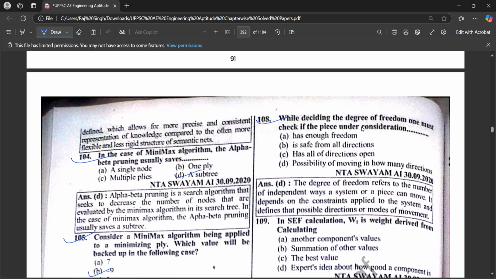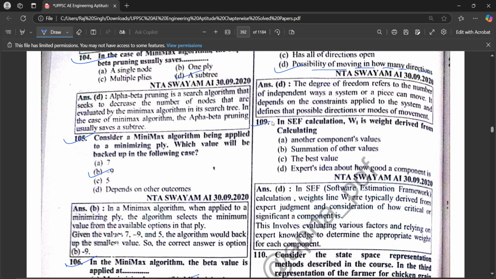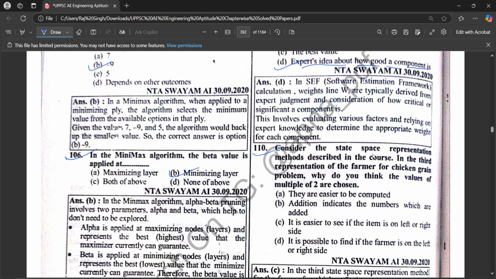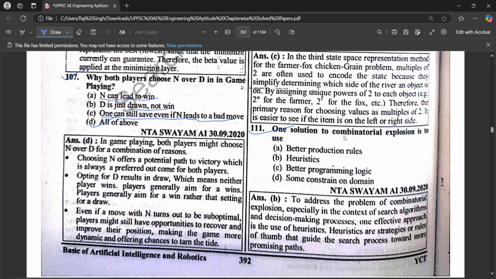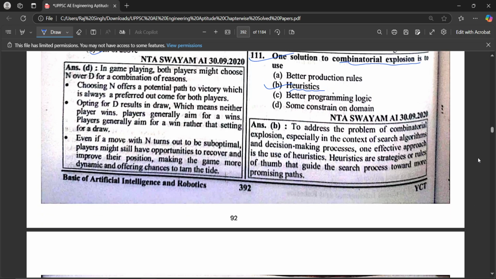While deciding the degree of freedom, one must check the piece under consideration and the possibility of moving in how many directions. If yes, EF calculation: W1 is the weight derived from calculating expert idea about how good this component is. Consider the state space representation method described in the course, in the third representation of the farmer chicken grain problem. Why do you think the value is multiplied by the chosen one? It is easier to see if it is on the left or right side. One solution to combinatorial explosion is the use of heuristics.